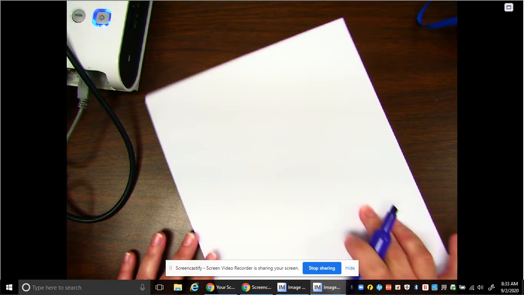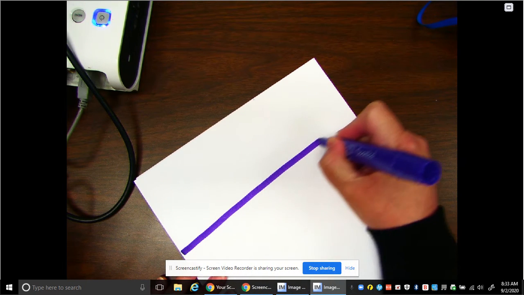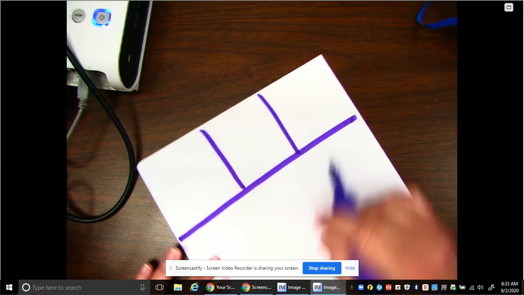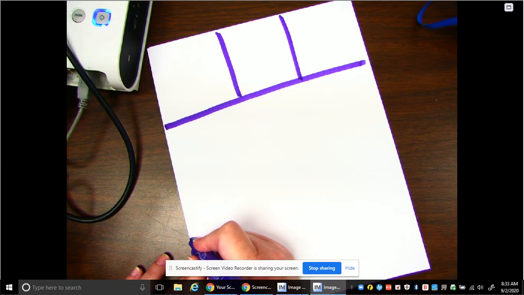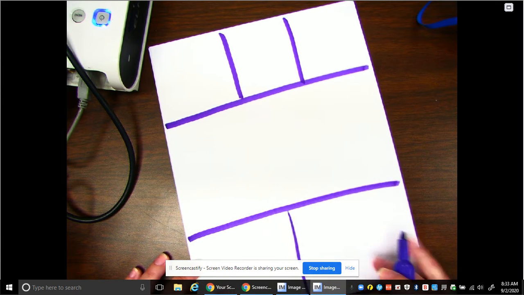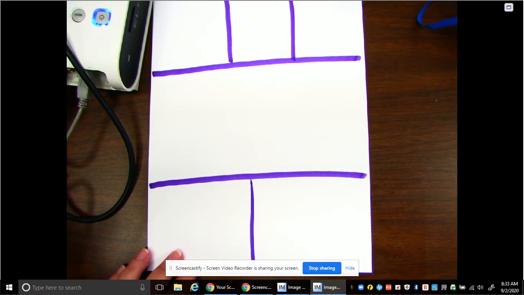Okay, so first thing I'm going to do, I just have a regular piece of paper here. You can use notebook paper, just a white sheet of paper, color paper, whatever you have. And I'm going to divide it into some sections. I'm going to take the top third section and divide that into threes, as even as you can. And I'm going to take the bottom section and divide that into twos. So that's all I have here. Let me zoom out a little bit.